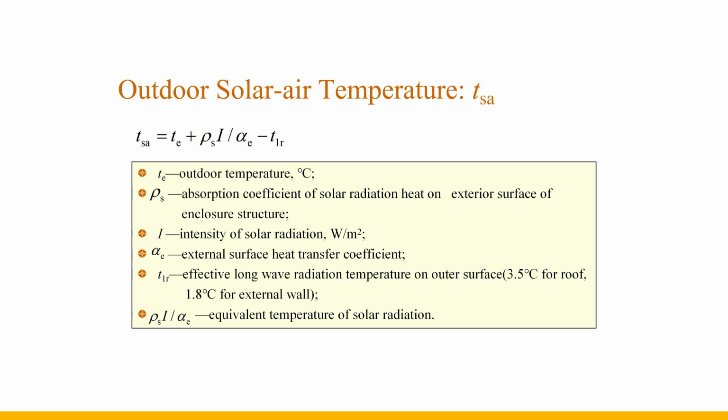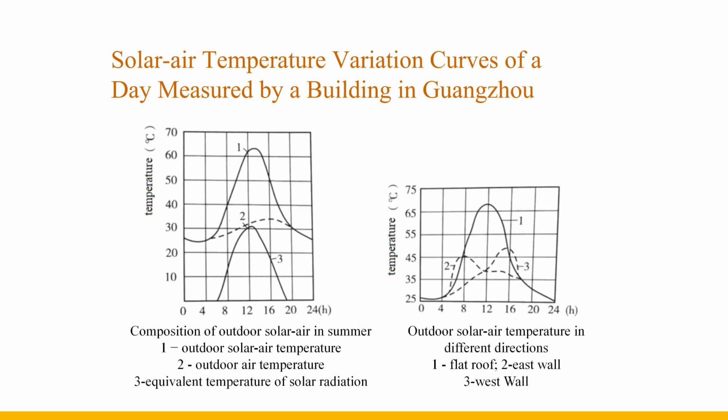The outdoor solar air temperature consists of three parts: outdoor temperature, solar radiation equivalent temperature, and effective long-wave radiation temperature on the outer surface. The long-wave radiation temperature is 3.5 degrees Celsius for the roof and 1.8 degrees Celsius for the external wall. These two figures are the solar air temperature variation curves of a day measured by a building in Guangzhou. The left figure is a case of flat roof, and the right figure is a case of flat roof and the east and west exterior wall.